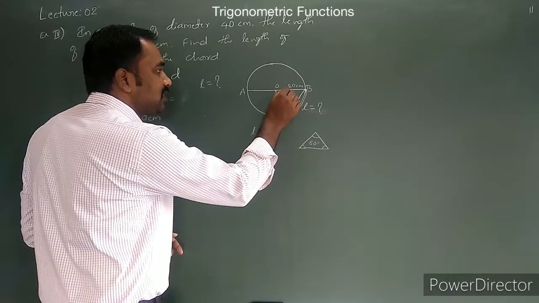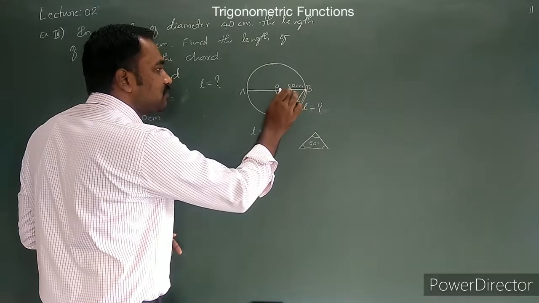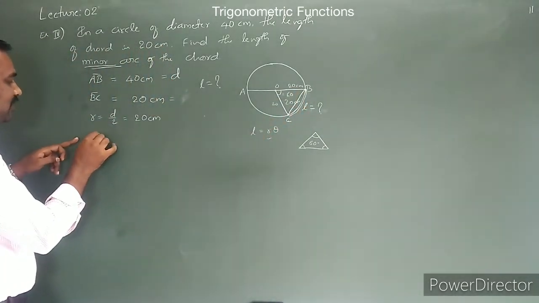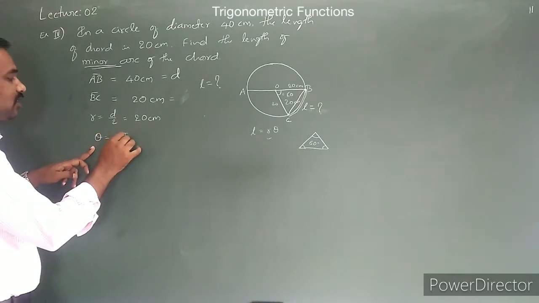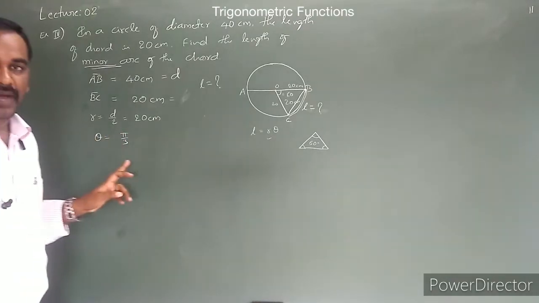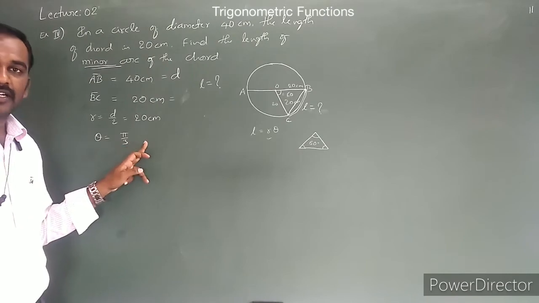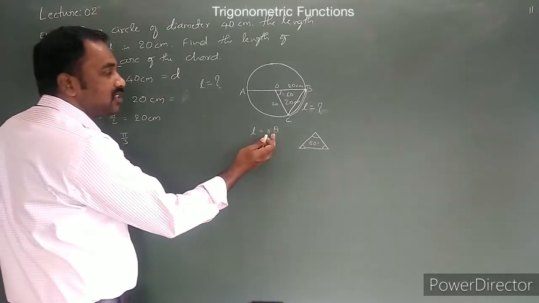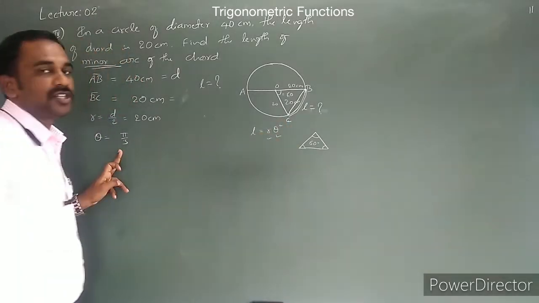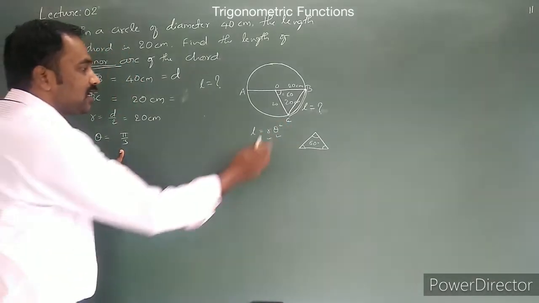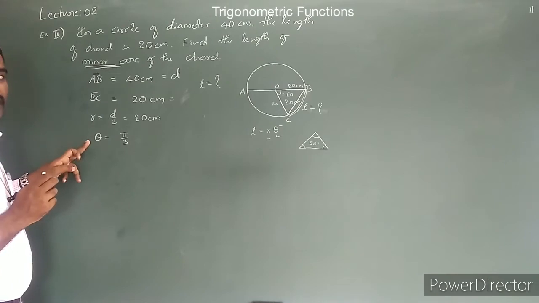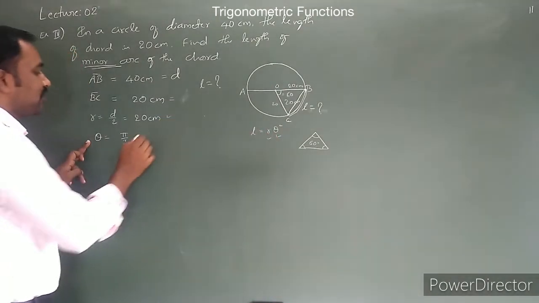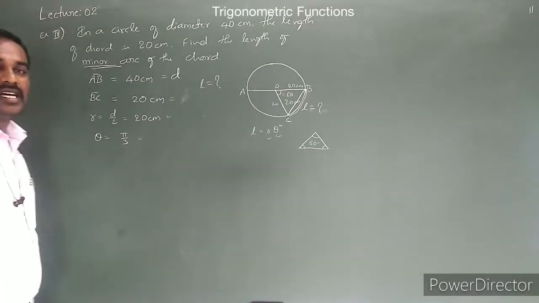In that case, what is the central angle? The central angle becomes 60 degree. In terms of radian, theta is pi by 3. Instead of writing in degrees, I am going to write in radians, because in this formula we need theta in terms of radian. So I have written theta as pi by 3 radian. Now we can easily get the arc length.